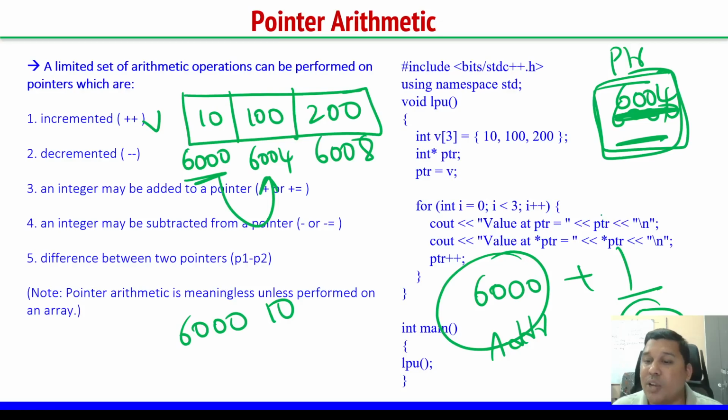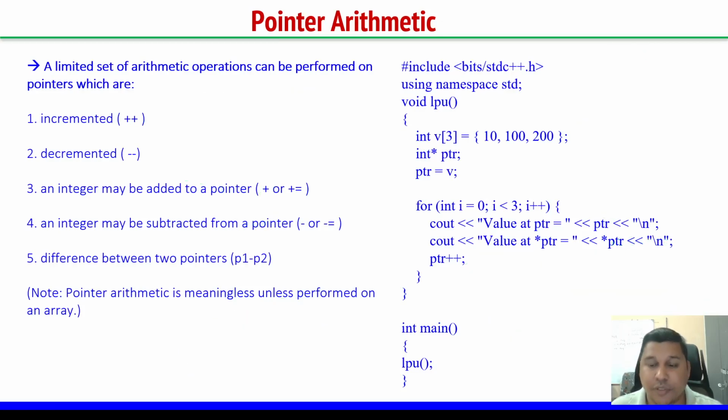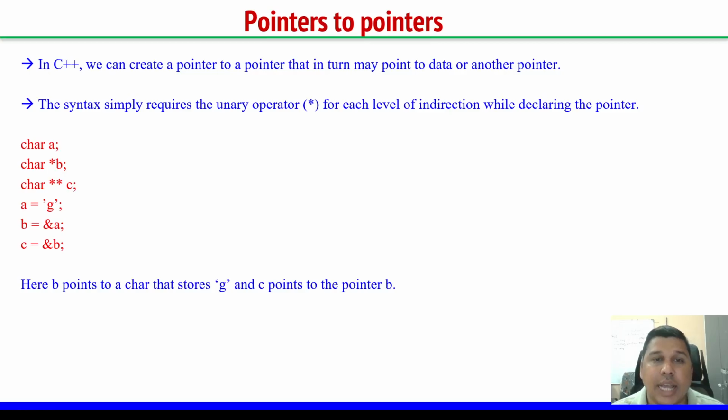Now again, value at ptr is 6004 and *ptr is 100. Like that, it will increment. This 6004 will become 6008. Okay. So pointer address plus a constant is allowed. Right. So this is a simple example explaining how it works. If you want, we can see multiple examples.